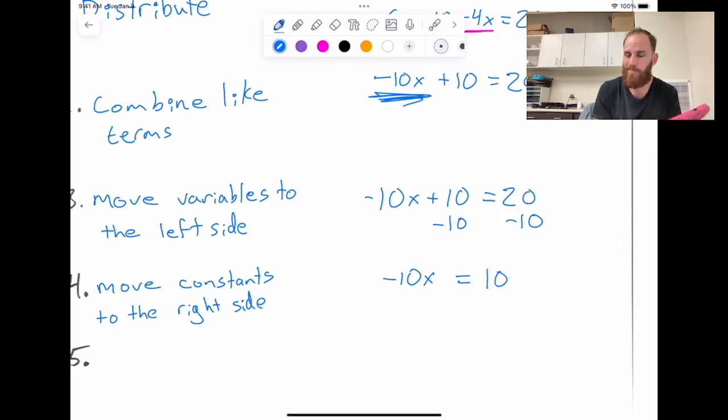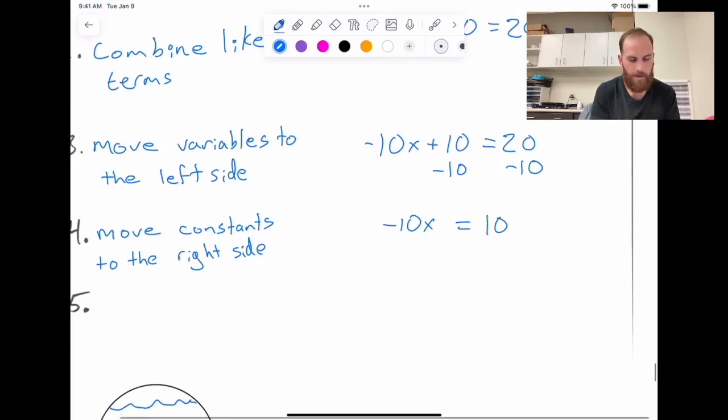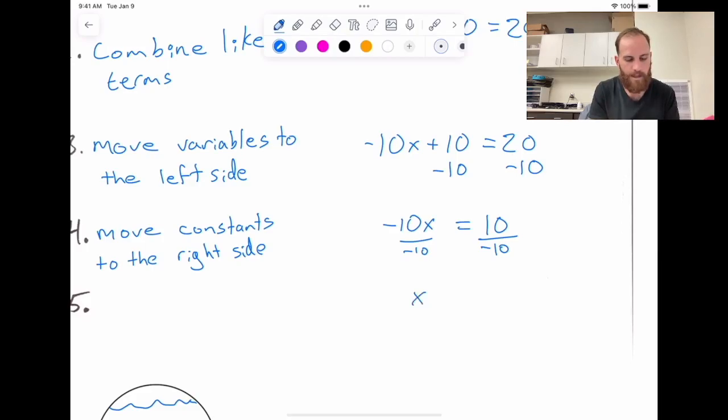Huh. What multiplied by negative 10 will equal a positive 10? Well, if we're not sure, we can always divide both sides by negative 10, right? That final inverse operation, multiply and divide, right? And we'll get that x is equal to negative 1.